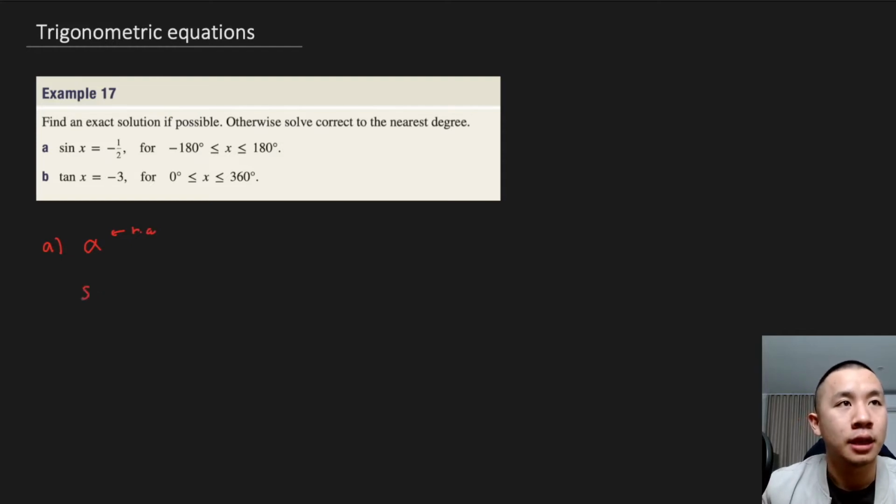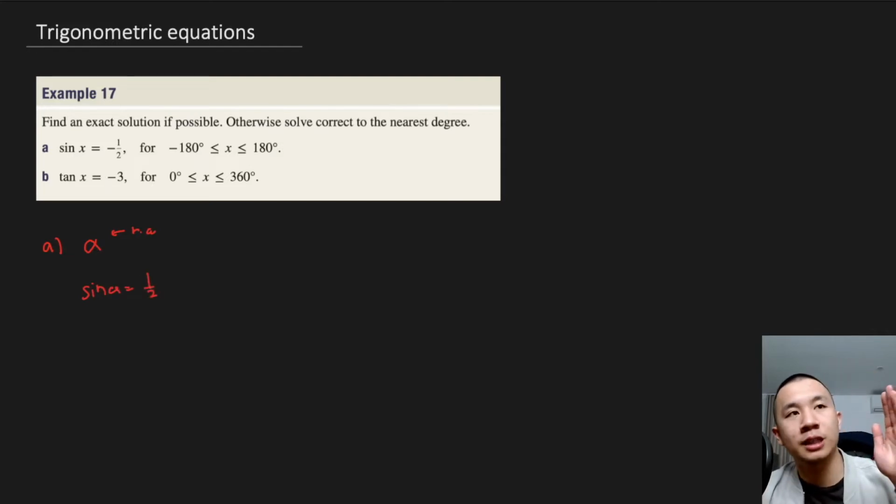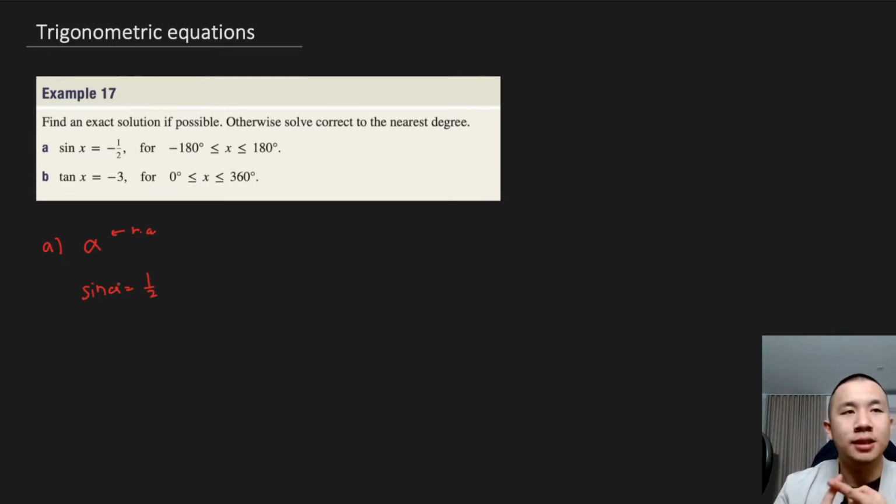And here's what I'm going to solve. I'm going to solve for sine alpha is equal to positive 1 over 2. And the reason for that is because your reference angle should be positive. It makes it easier to do the calculations after, okay? Working with negatives can get very confusing. So you always want to solve for the positive first.